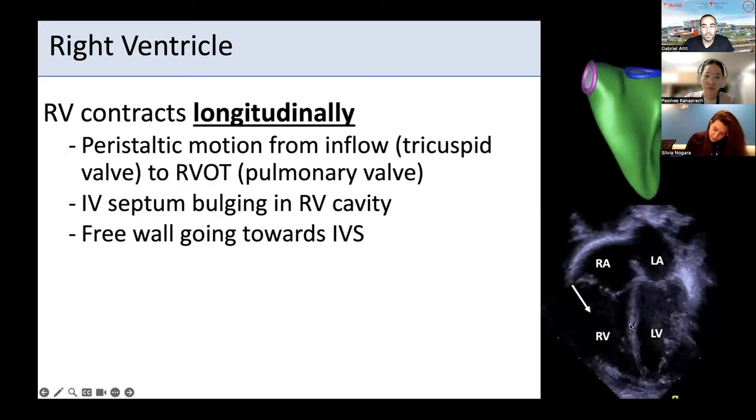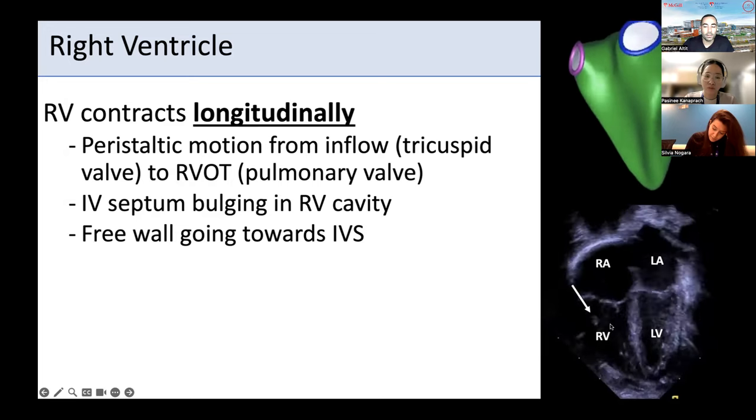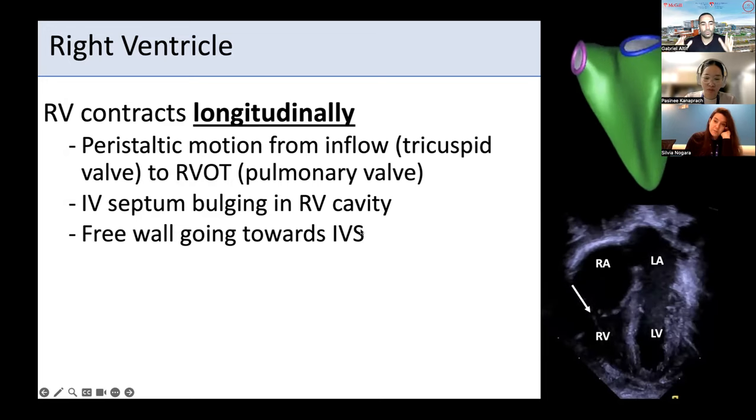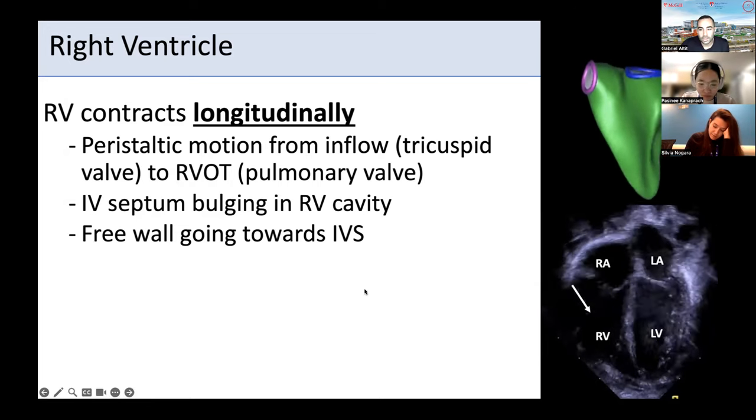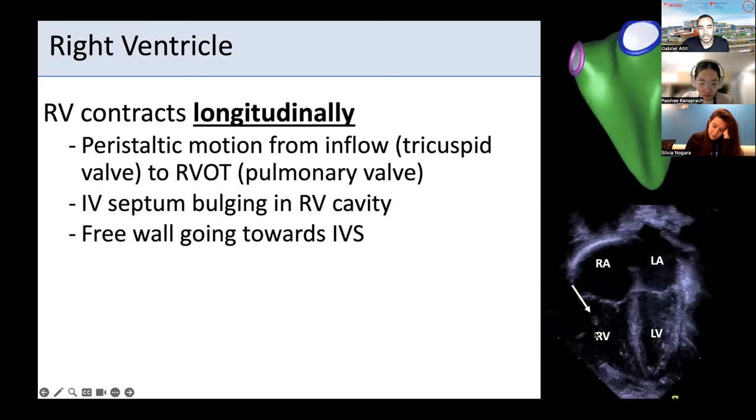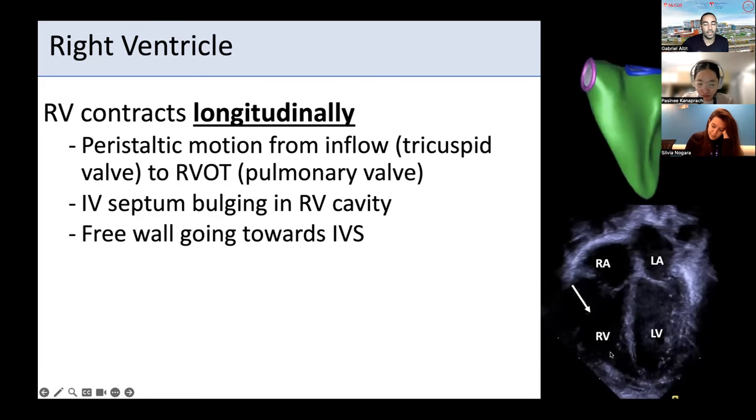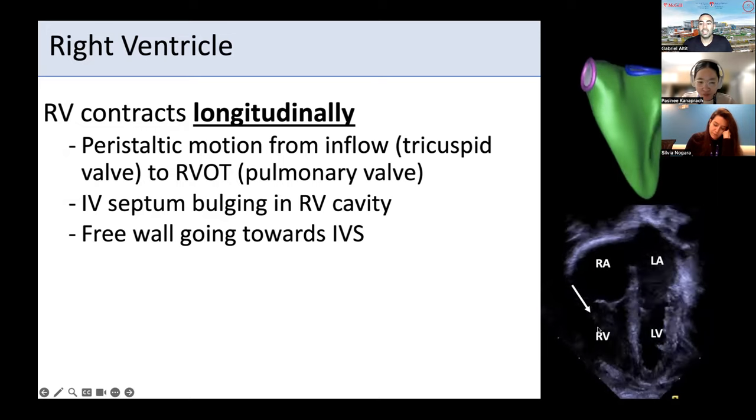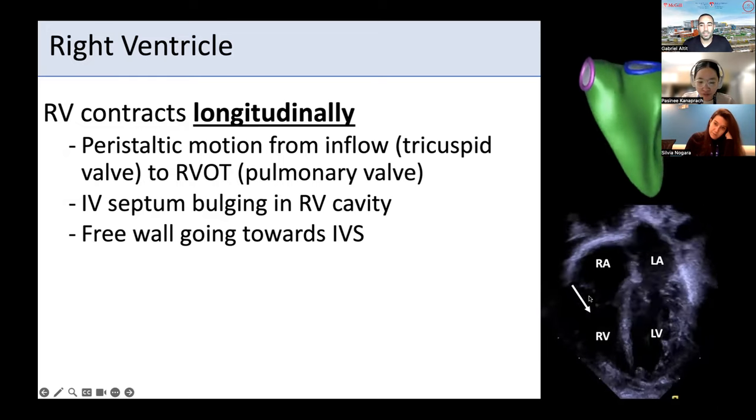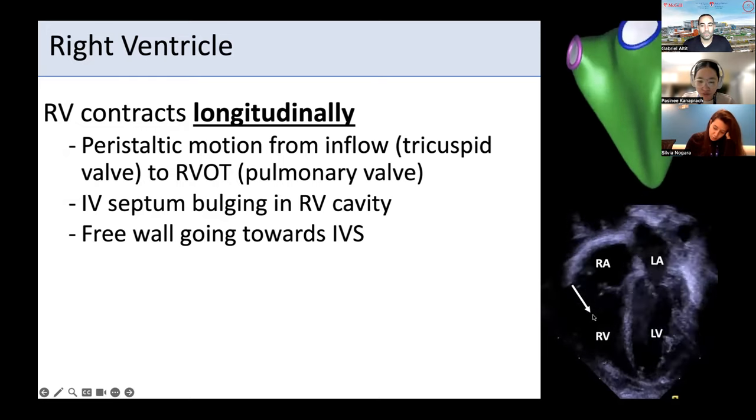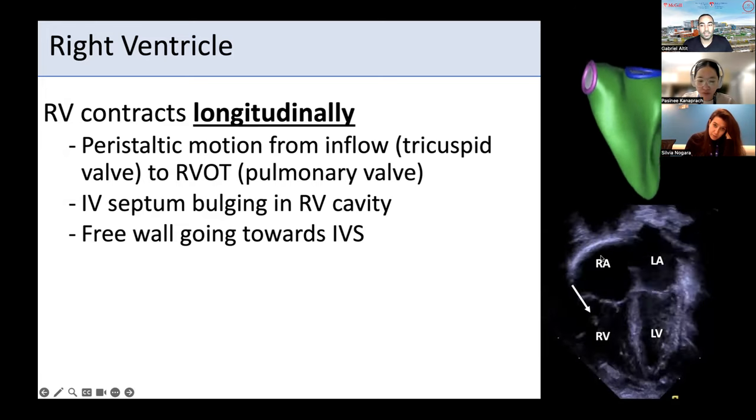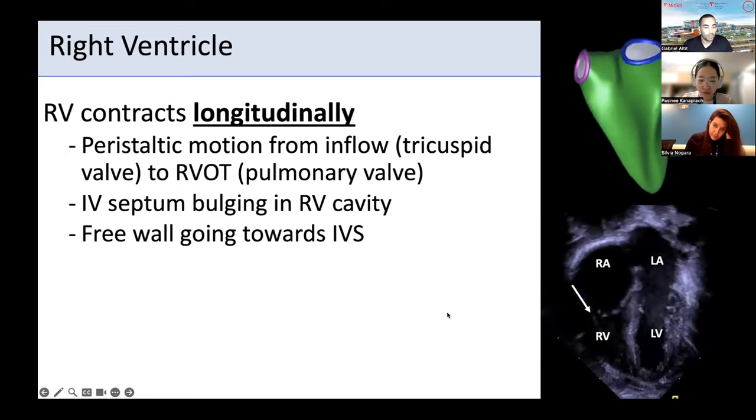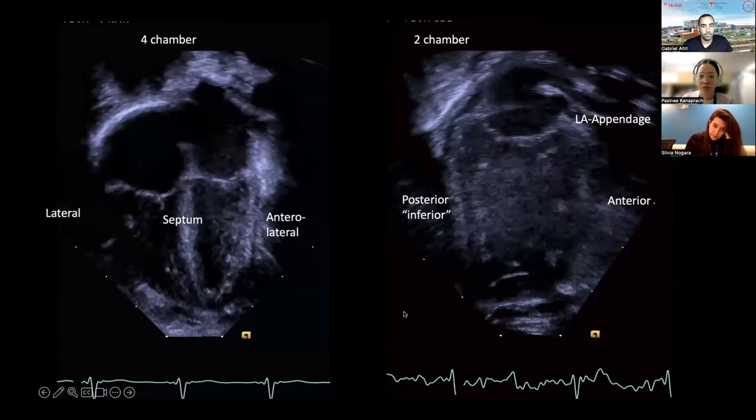Typically, the interventricular septum in systole will go toward the RV cavity, which also participates in the shortening of the volume of the RV. And then this wall, which is the free wall, will have a tendency to go towards the interventricular septum. In the apical four-chamber view, what do we see? We see the RV lateral wall and we see the septal wall, which are not the same wall as in the TED view that we're going to talk about very soon.